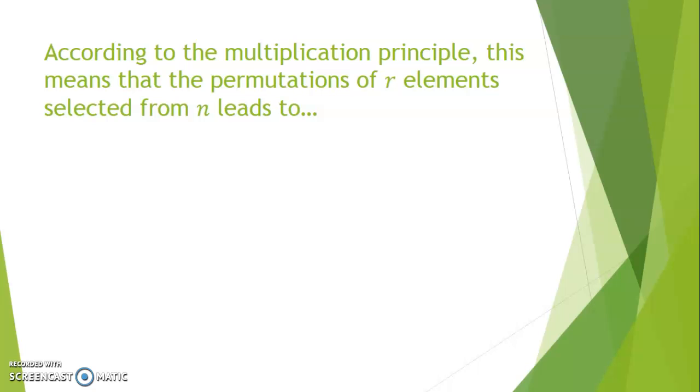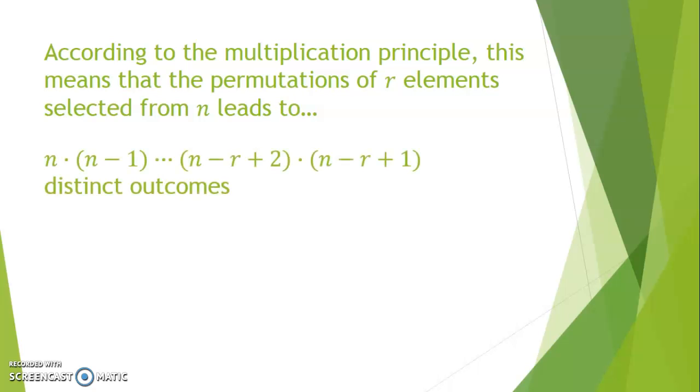According to the multiplication principle, this means that the permutations of r elements selected from n lead to the following product. So there are n elements to pick from when we make our first selection. There are n minus 1 left to pick from when we make our second selection. And we continue in that way until there are n minus r plus 1 elements left to pick from when we make our rth selection. So this product is the number of different outcomes that will occur.